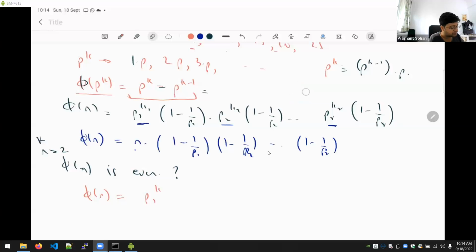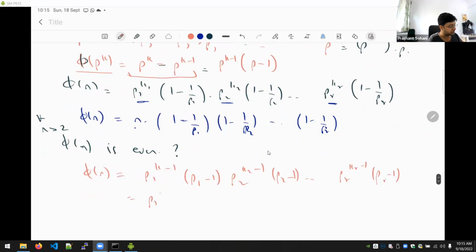Let me just rewrite this one more time. This phi of p raised to k is equal to p raised to k minus p raised to k minus 1. Taking p raised to k minus 1 common, we can write it in this form: p raised to k minus 1 times p minus 1. So in that form, if we write phi of n as the product, p1 raised to k1 minus 1, p1 minus 1, p2 raised to k2 minus 1, p2 minus 1, this kind of product. And just regrouping everything together, it will be p1 raised to k1 minus 1, p2 raised to k2 minus 1, pr raised to kr minus 1, times p1 minus 1, p2 minus 1, pr minus 1.